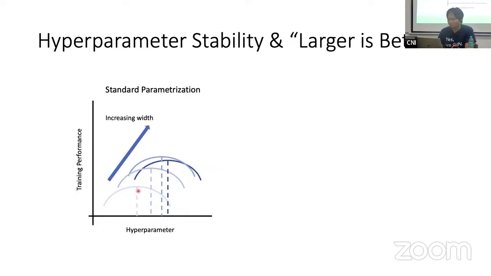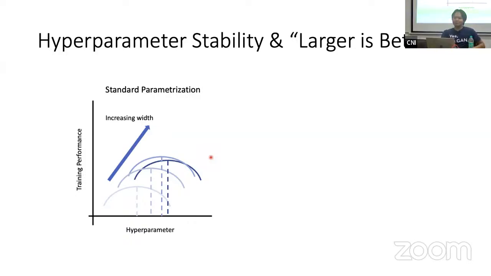shifts. So here it shifts to the right as you increase the model size. And secondly, when you fix the hyperparameter and you increase the model size, the performance actually is not monotonic. So you see, for example, if you fix the hyperparameter here and increase the model size, then you eventually get a worse performance. Okay, for example, right here.